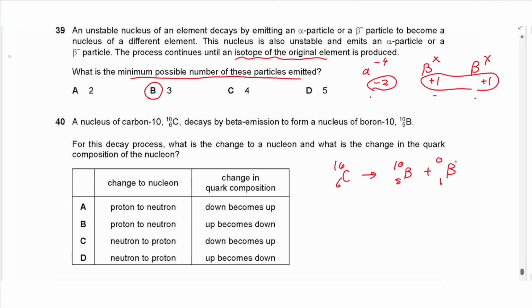So in beta positive emission, a proton changes into a neutron. And for a beta negative, that's a neutron to a proton. So C and D are rejected. And for the change in the flavors, we have a proton consisting of an up, up and a down quark, and for a neutron, that's up and down and down. So one up quark changes into a down quark. So up becomes down. So we choose B.